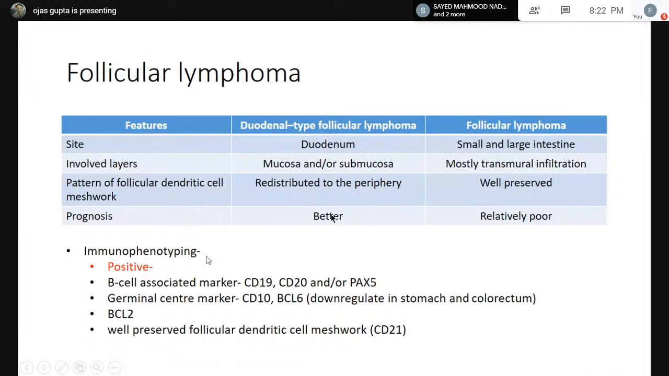On immunophenotyping, they will have similar markers as the nodal follicular lymphoma, that is they will be positive for B cell markers, that is CD19, CD20 and or PAX5. They will be positive for germinal center markers, that is CD10, BCL6. However, this will be down-regulated in case of the lymphomas situated in the stomach and colorectum. They will be positive for BCL2, and they will have a well-preserved follicular dendritic meshwork, which is appreciated by CD21.